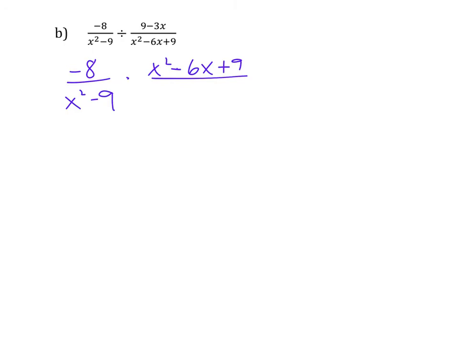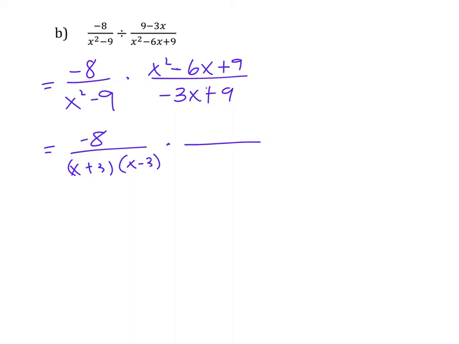It's in the way that I'm used to, because I'm pretty sure I'm going to have to factor out negative 3 from here, plus 9. Okay, from here I'll factor. Difference of squares, x plus 3, x minus 3, multiplied by x squared minus 6x plus 9.